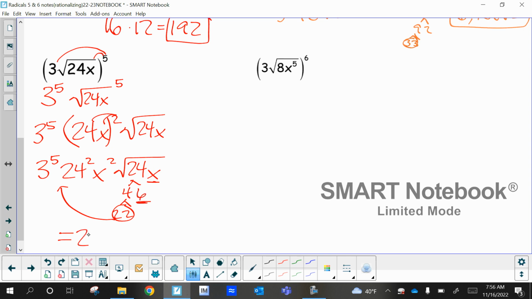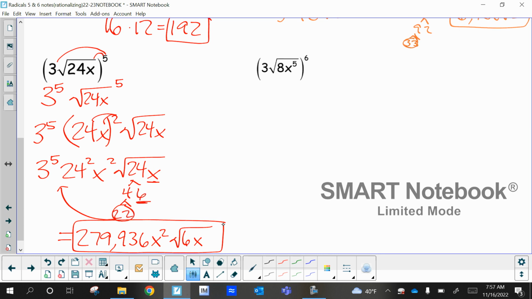So your coefficient is 279,936. Oops, don't forget about what we had. 279,936. We already had an x squared out there, so I need to write that again. And then radical 6x. And there's your answer right there. Okay, last one for these notes.